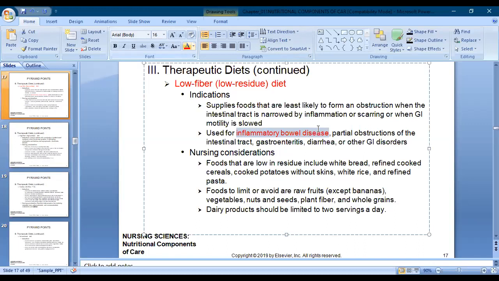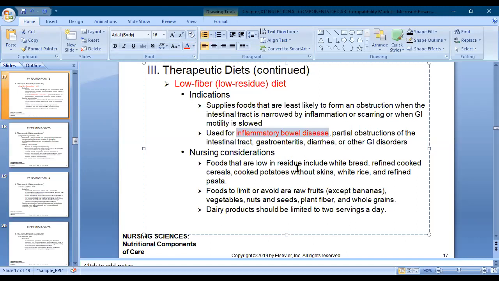If anybody has inflammatory bowel disease, they have too much defecation, too much poo, right? Maybe four times they go. If it's four times, definitely it is not good. So in case of too much, it is hypermobility of the GI. Hypermobility. So partial obstruction of the intestinal tract, gastroenteritis, gastropathy, GI problem, diarrhea. If they already have diarrhea, don't give too much high fiber food. Low fiber food is good for them.